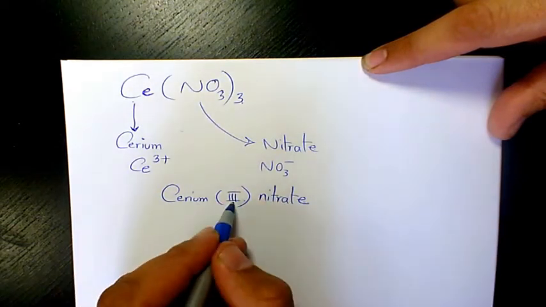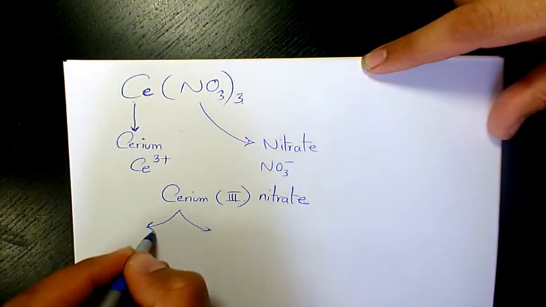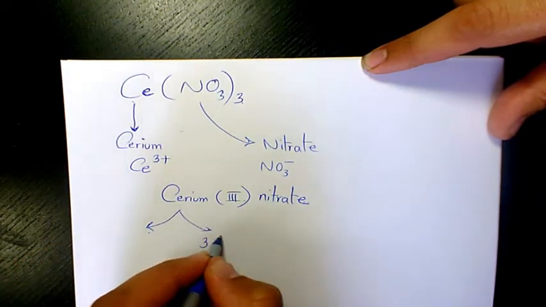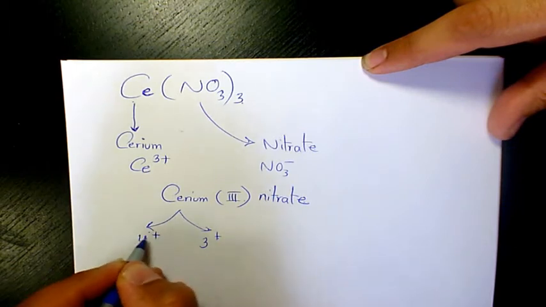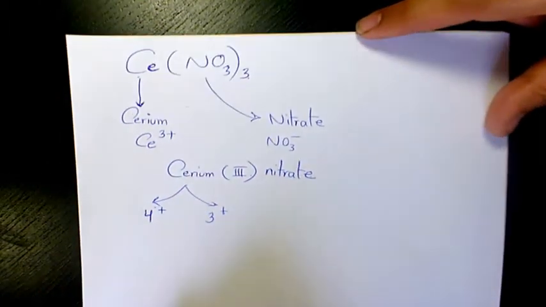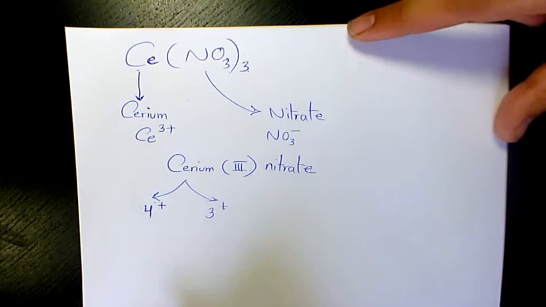Why do we need to put 3 here? Because cerium has 2 oxidation states. One of them is 3 plus, one of them is 4 plus. So we have it in 2 different oxidation numbers.